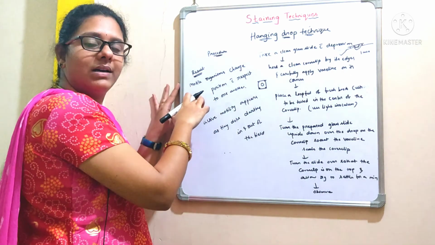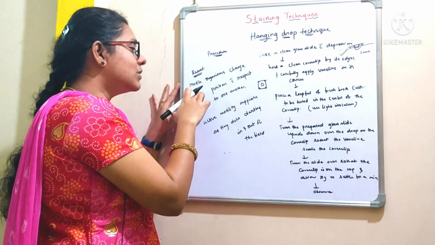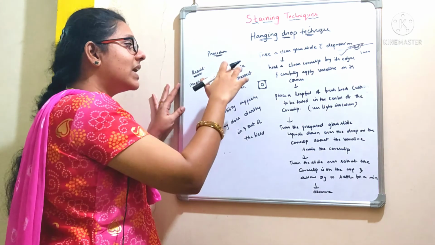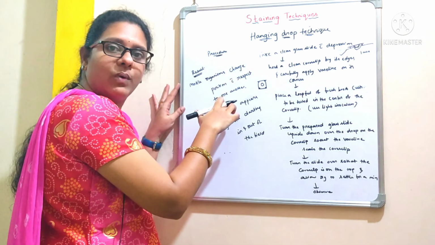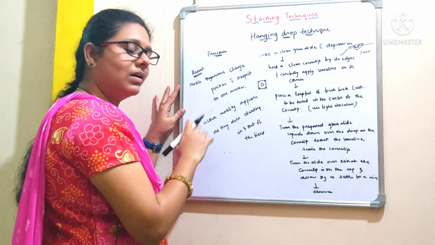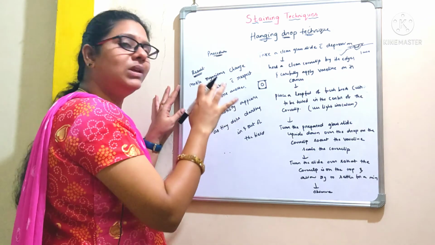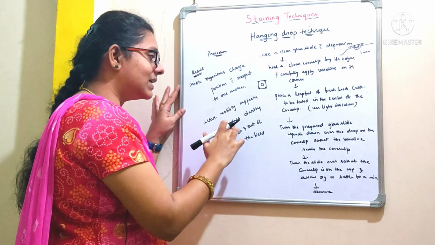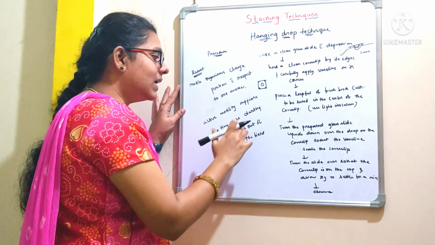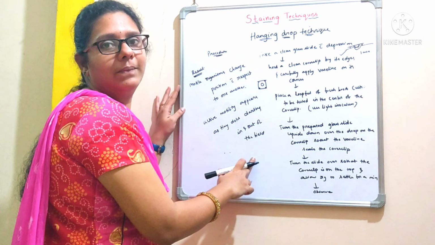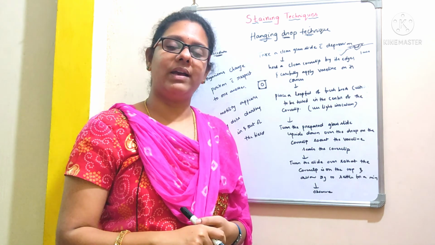See, where you can get a result of the presence of the motile organism, which will change their position with respect to one another. And moreover, the microorganisms which show the motility will appear as tiny dots darting in and out of the field. This is all about the hanging drop technique.